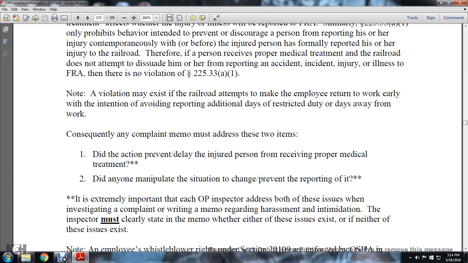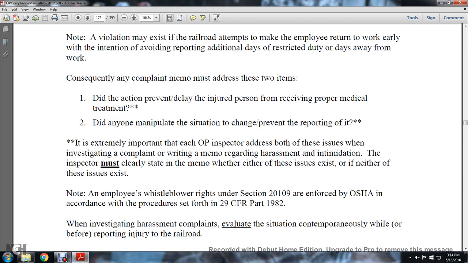Consequently, any complaint memo must address two items. Did the action prevent or delay the injured person from receiving proper medical treatment? Did anyone manipulate the situation to change or prevent the reporting of it? It is extremely important for each operational practice inspector to address both of these issues when investigating a complaint and writing the memo regarding harassment and intimidation. The inspector must clearly state in the memo whether either issue exists or neither issue exists.